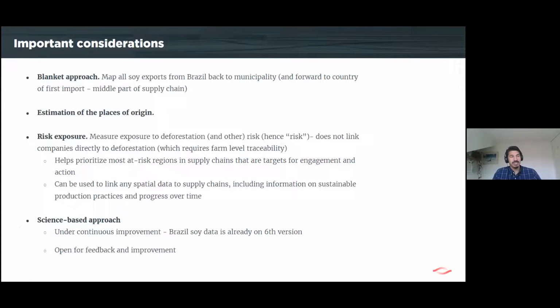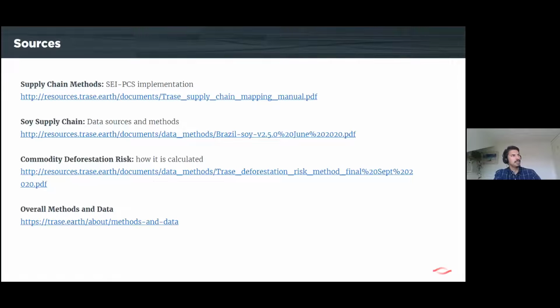Just to have an idea, the Brazilian soy map is already on the 6th version. We started back in 2016 with some information, some data, but then we kept improving as we found some mistakes, some errors, as we spoke with companies, and companies gave us more information. So we are under continuous improvement, and we are always open for feedback and improvement, as I said, because it's based on science. And here are just some sources. As Tom said, we're going to share this slide deck, so then you can have more information about the methods.